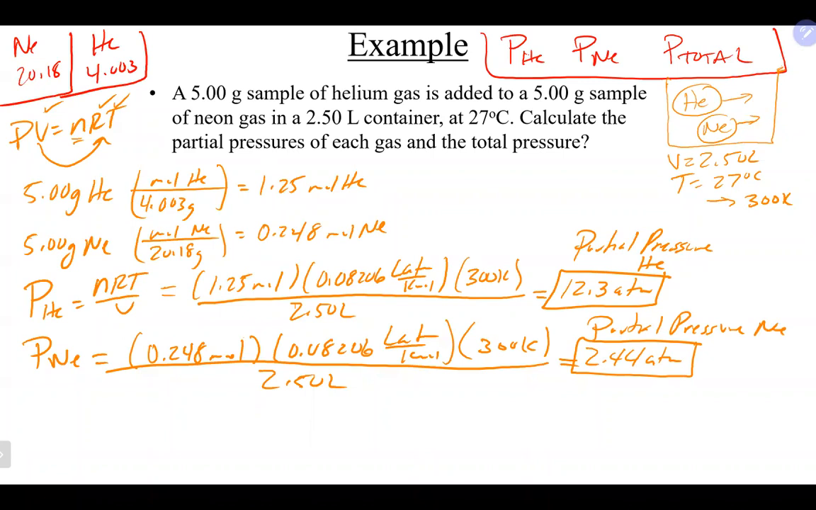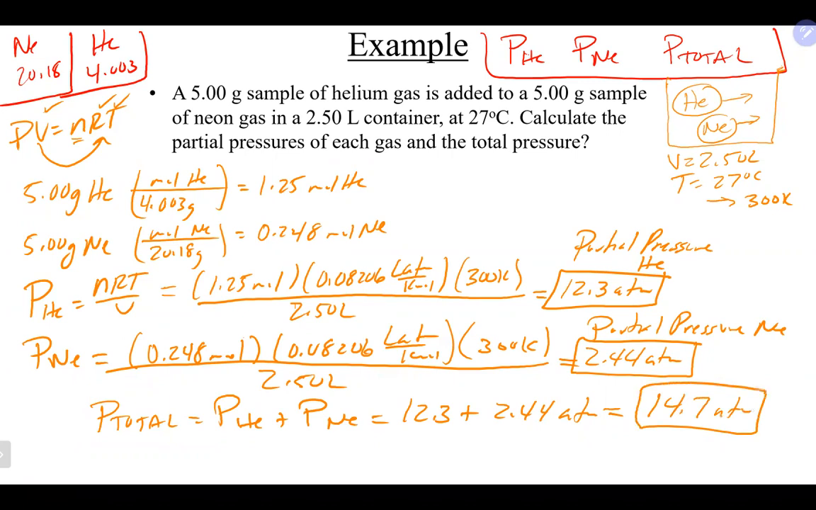To find the total pressure, all we have to do is add those 2 together. So the total pressure in this case would be the partial pressure of helium plus the partial pressure of neon, which would be 12.3 plus 2.44 atmospheres. And that would get us 14.7 atmospheres as our total pressure. Any questions on that one?